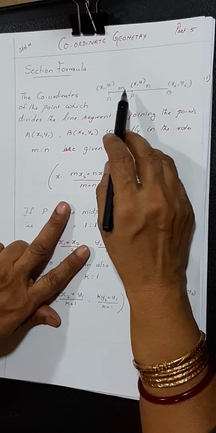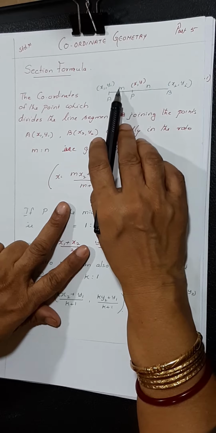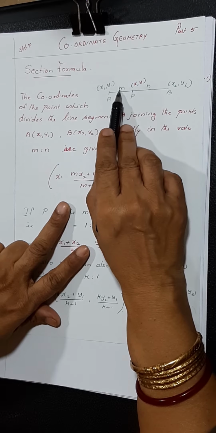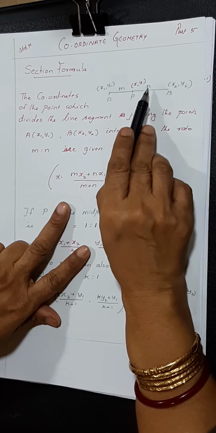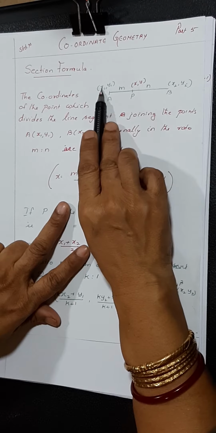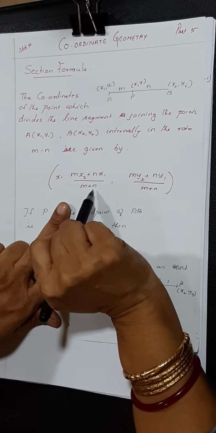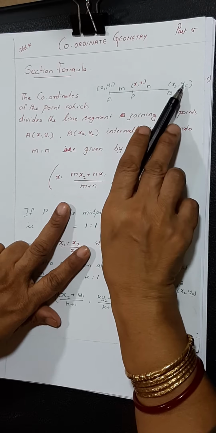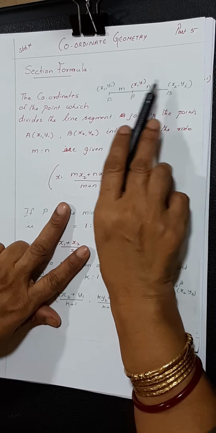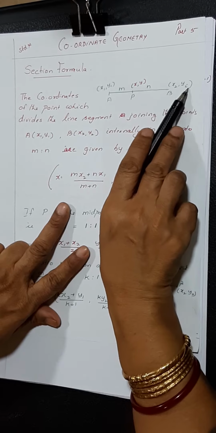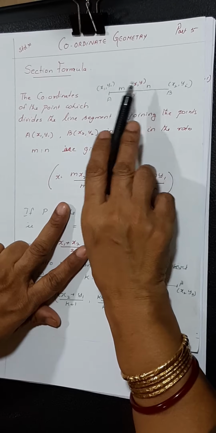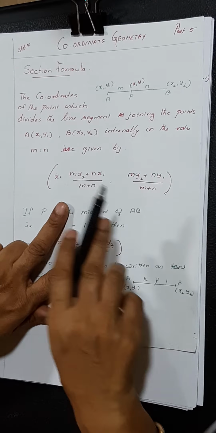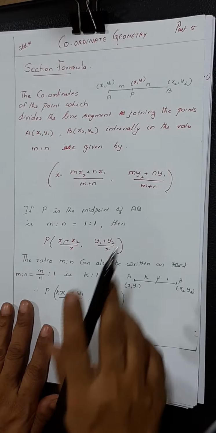So you have to consider only the x values, x coordinate values. So m into x2 plus n into x1 by m plus n, and similarly for y coordinate, again m into, you have to take this and the coordinate of B. So y2 plus n into y1 by m plus n.